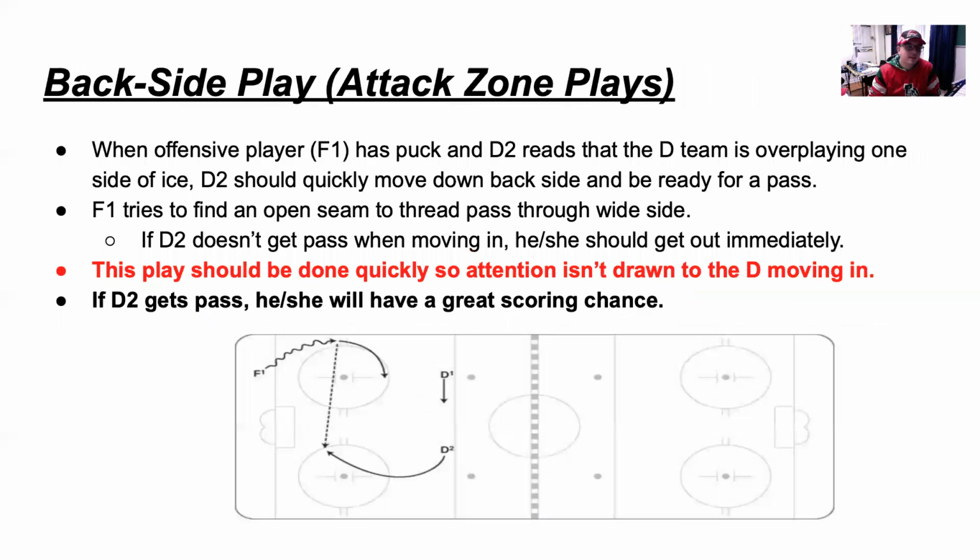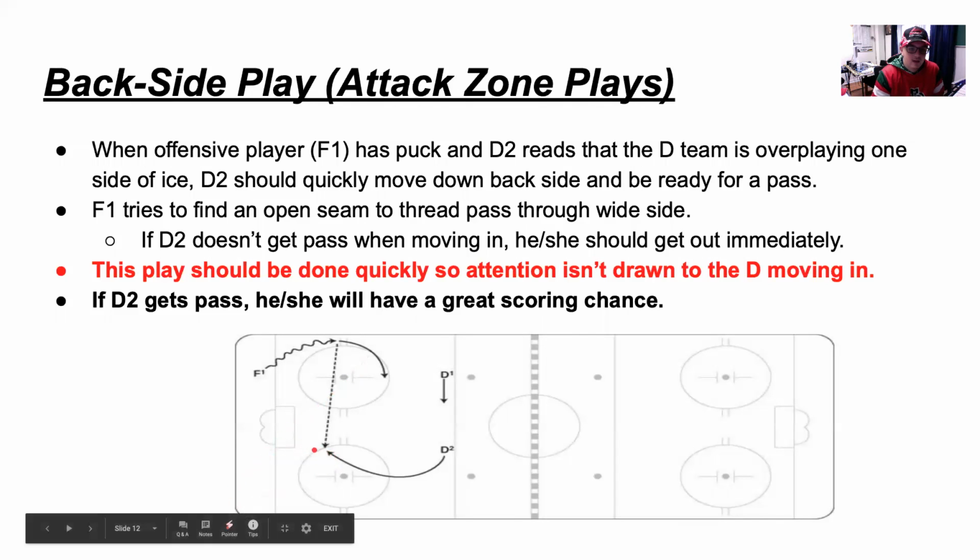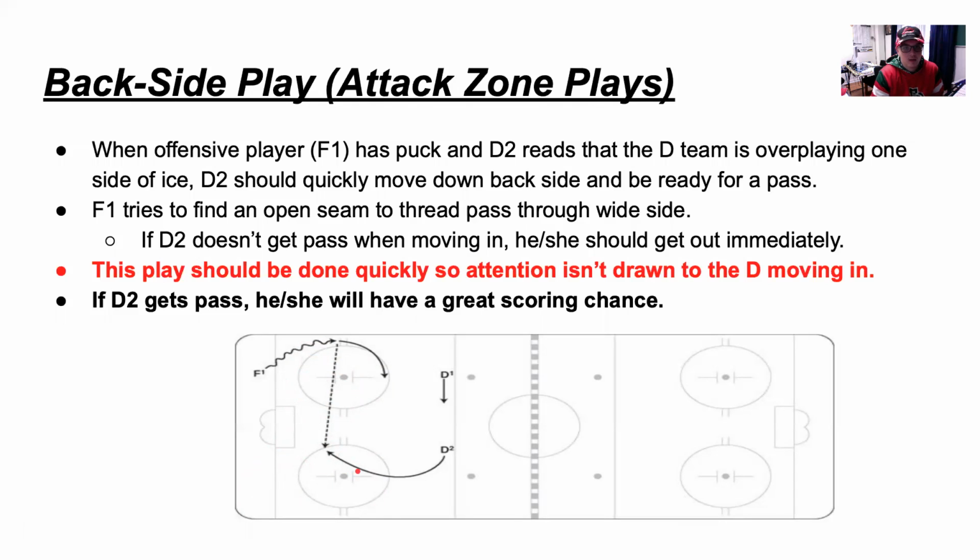And we have the backside play, and this is an attack zone play. So when the offensive player, which is F1 in this scenario, has the puck and D2 reads that the D team is overplaying one side of the ice, D2 should quickly move down the backside and be ready for a pass. So the backside is over here, the backside of the net. Wherever the non-most active side is, that's the backside. So F1 tries to find an open seam to thread a pass through the wide side. And if D2 doesn't get the pass when moving in, he or she should get out immediately.